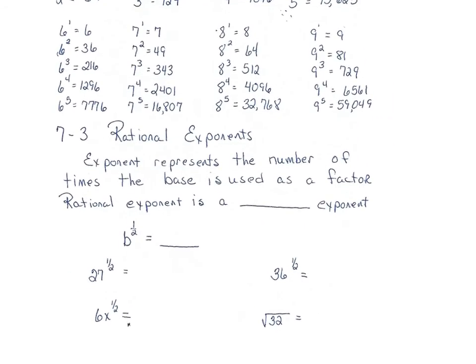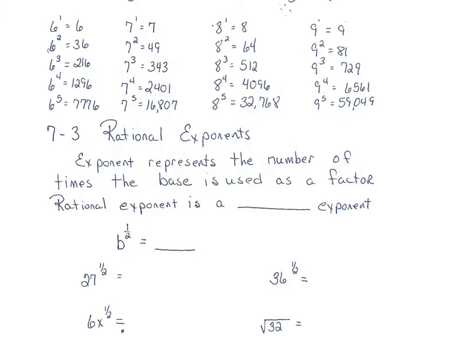And we're going to begin talking about rational exponents. Now remember, a rational number is just a number that can be written in fractional form. So a rational exponent, an exponent represents the number of times the base is used as a factor, but a rational exponent is a fractional exponent. And if we have b to the 1/2, I can rewrite that as the square root of b. If you've worked through ALEX, you might have seen this already.